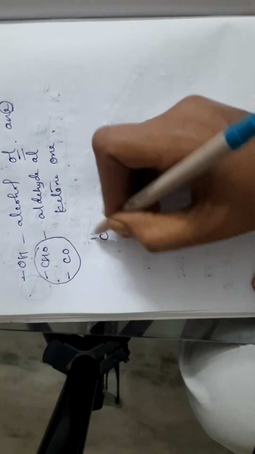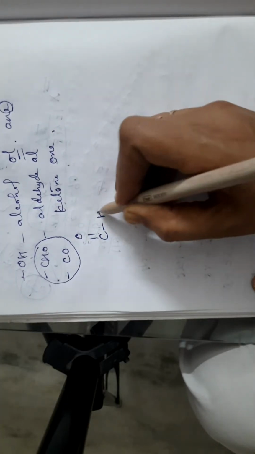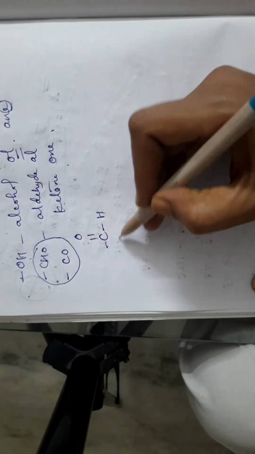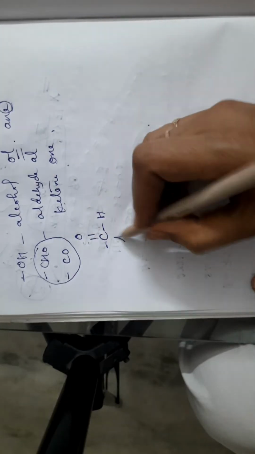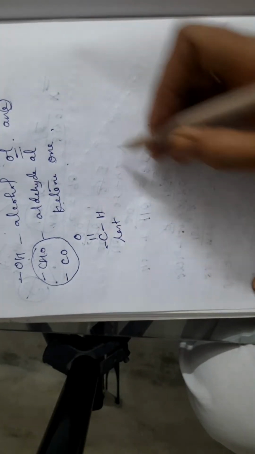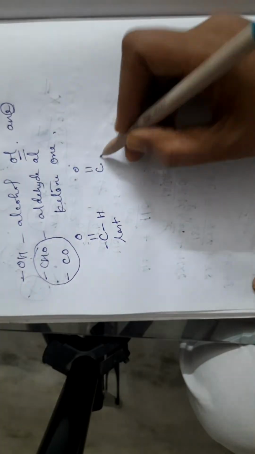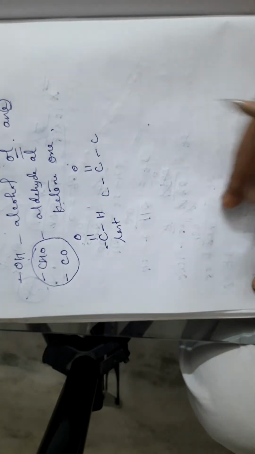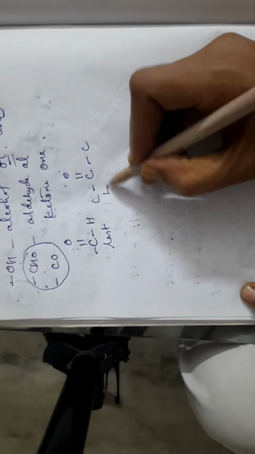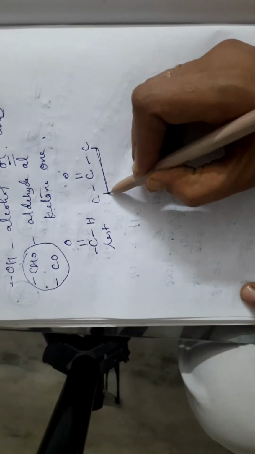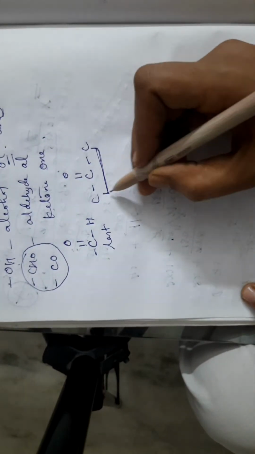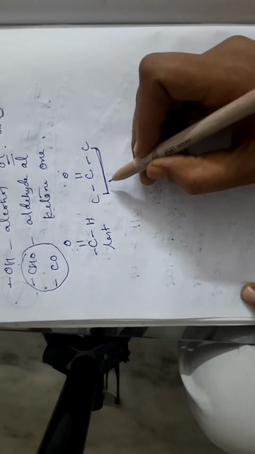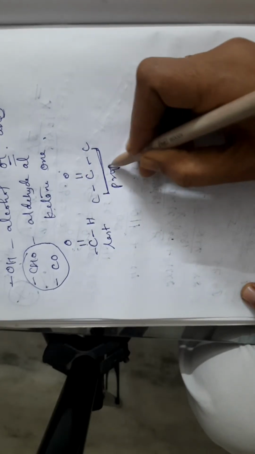For aldehyde, C double bond O, H is there. So this functional group is always attached to the last carbon in the case of aldehyde. And in the case of ketone, it will be the second carbon. For aldehyde, at least 3 carbons are needed. So the first member of the aldehyde derivative, ketone derivative is propanol.